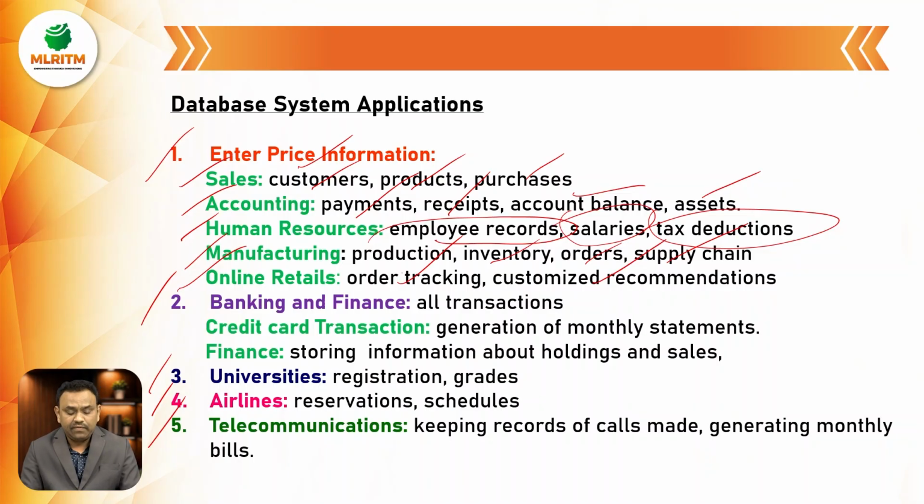Coming to the second type of application, a most important application area is banking and finance. Credit cards, transactions, and finance. DBMS stores all the transactions carried out by the particular user in one month, the last six years, or the last one year, and it is available in monthly statements also. Finance stores the information about holdings and all sales related data.